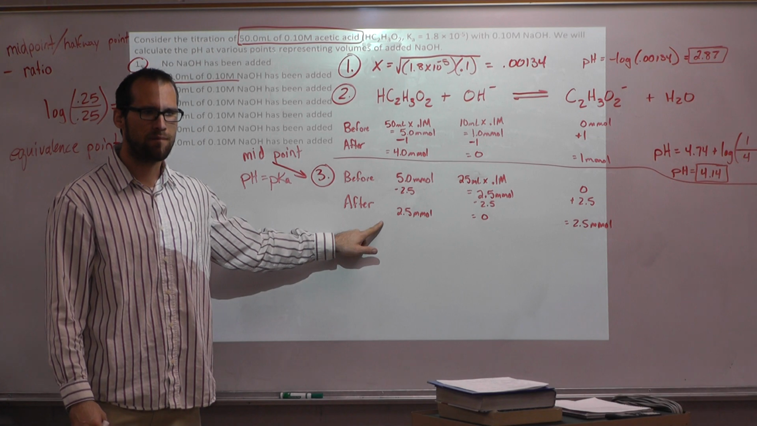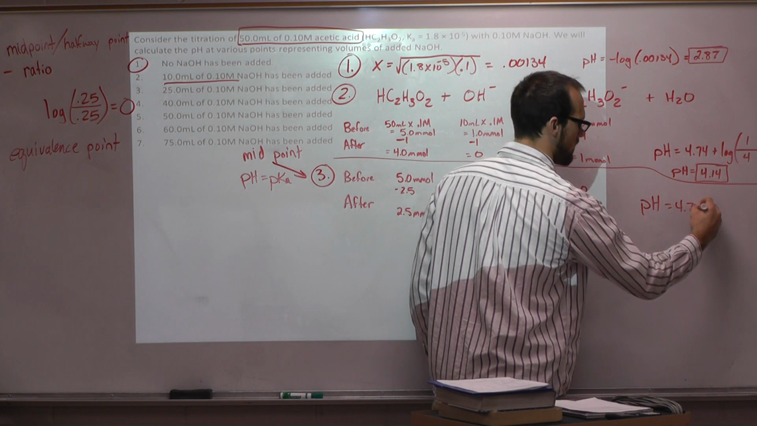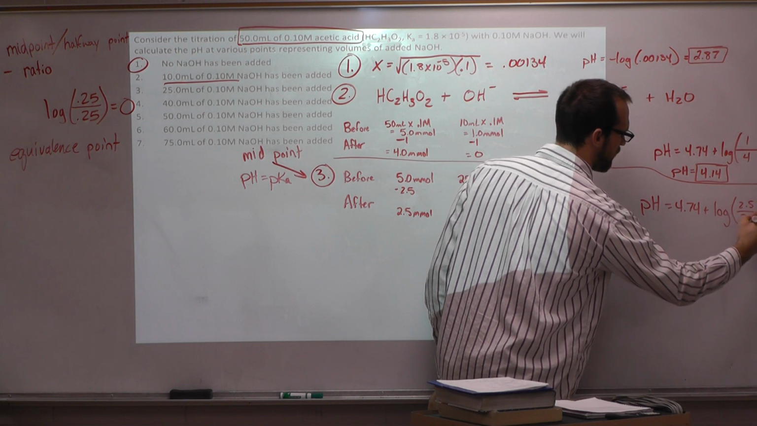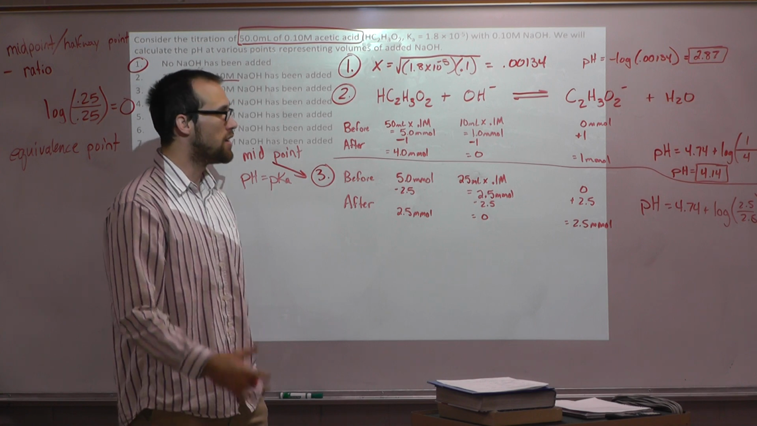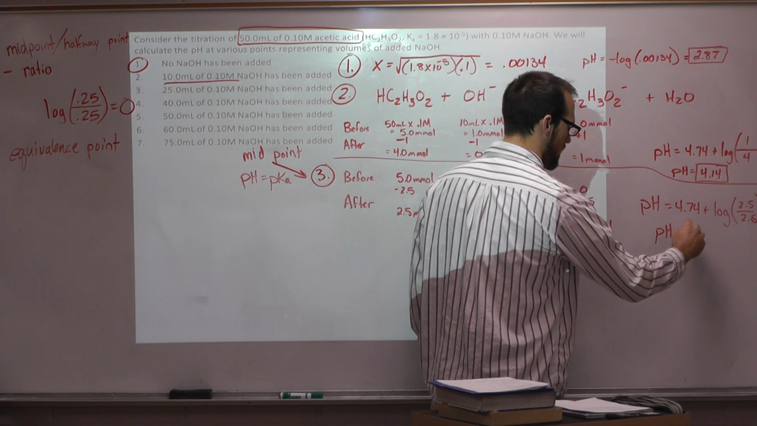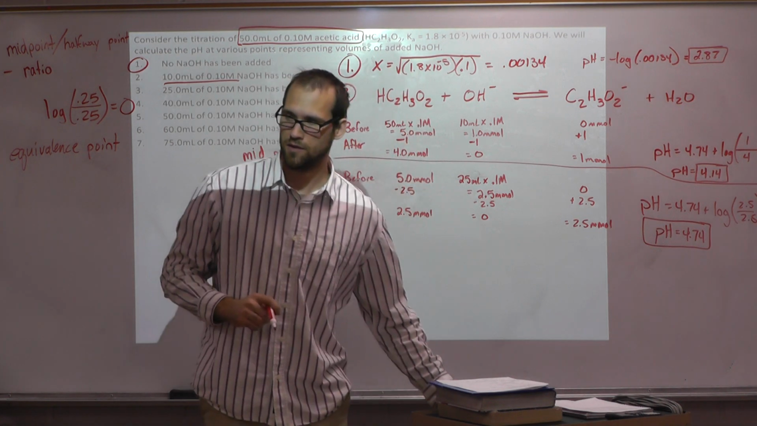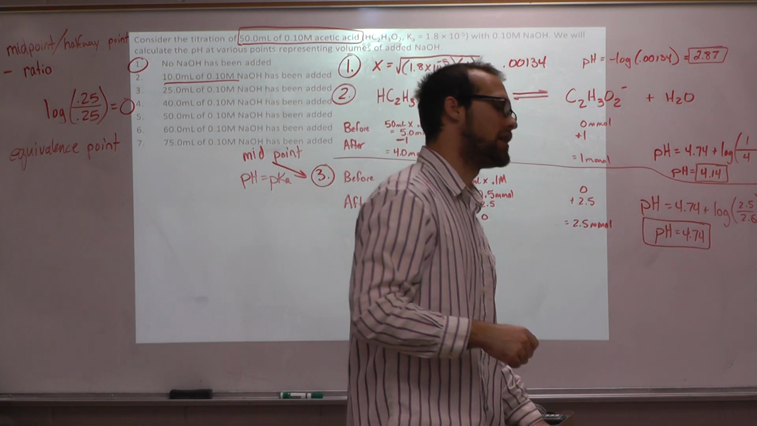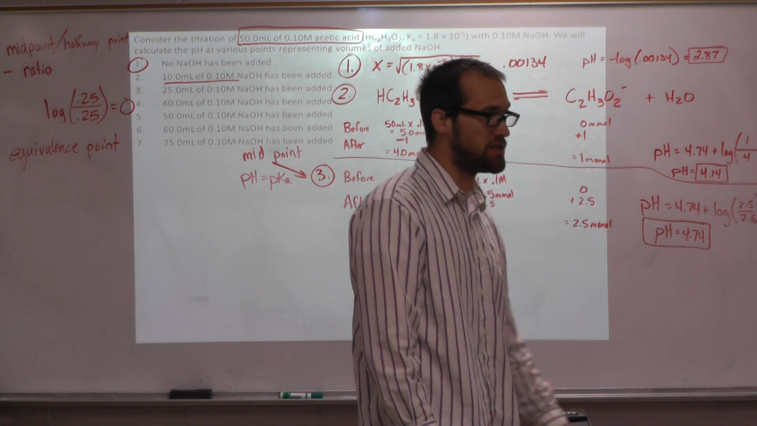What? You know, 7. No. pH equals 4.74 plus log of 2.5 over 2.5, but 2.5 divided by 2.5 is 1, so log of 1 is 0. Your pH equals your pKa. So your pH is 4.74. Does that make sense? So when I say halfway point or midpoint, I'm not saying a pH of 7. I'm saying that that's when our ratio is 1, so therefore our pH equals our pKa.